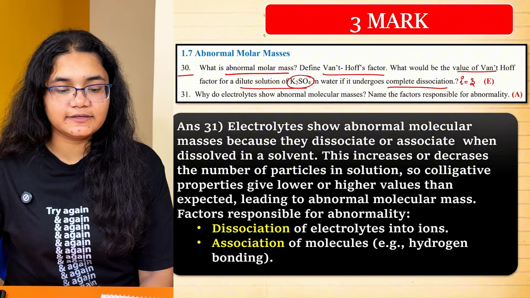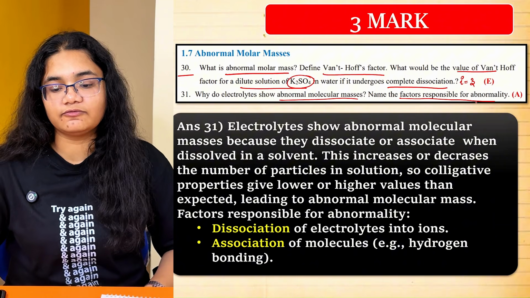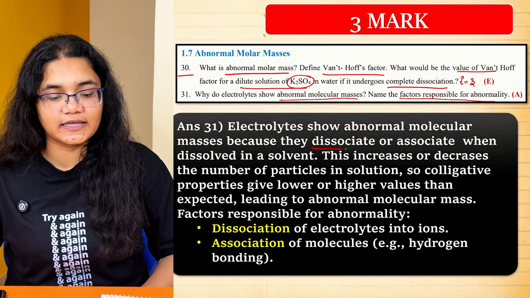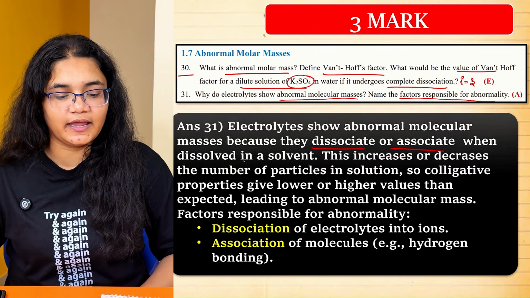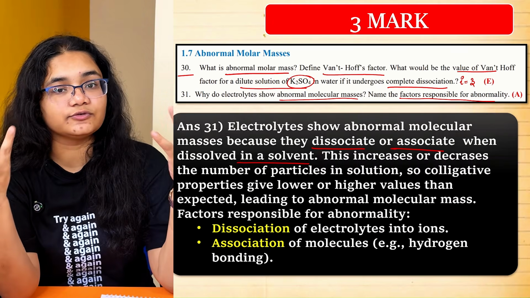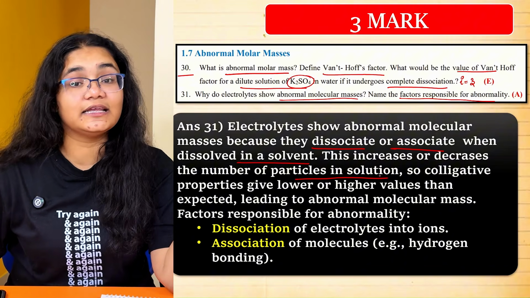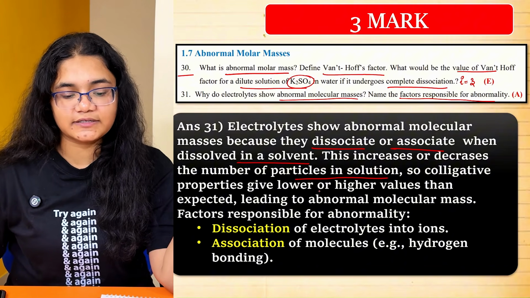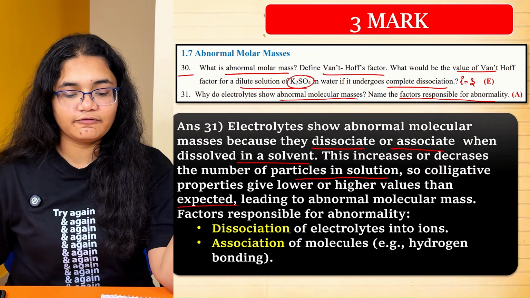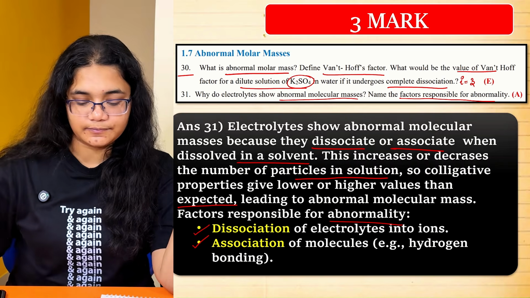Next, why do electrolytes show abnormal molecular masses, and name the factors responsible for abnormality? Electrolytes show abnormal molecular mass because they either dissociate or associate when they dissolve in a solvent. You get different values, as they can undergo dissociation or association, and this changes the number of particles in the solution. So colligative properties can be either higher or lower than the expected value. Now, what are the factors responsible for abnormality? It is dissociation and association.